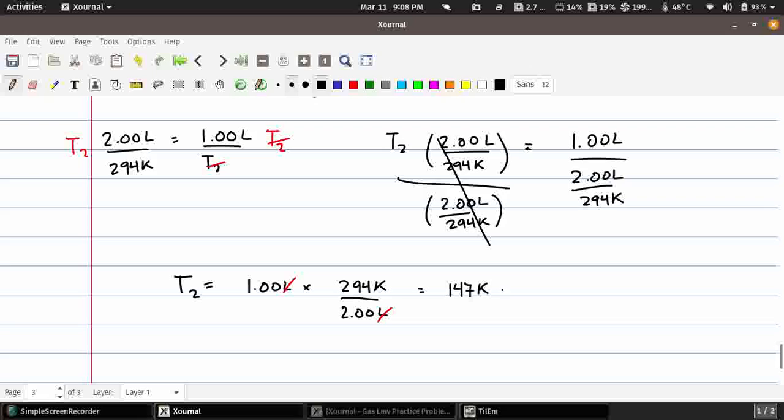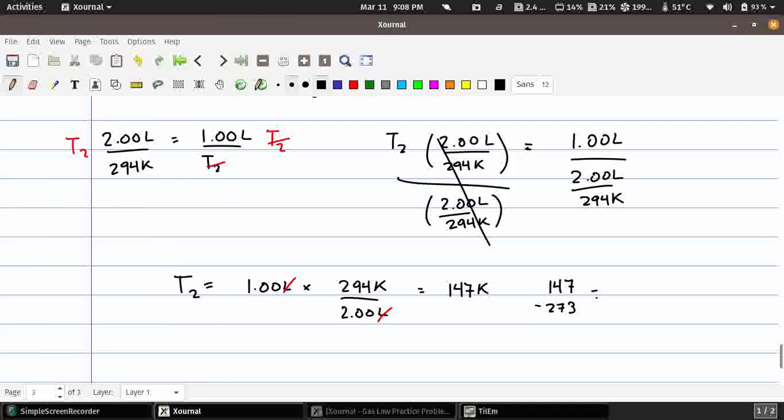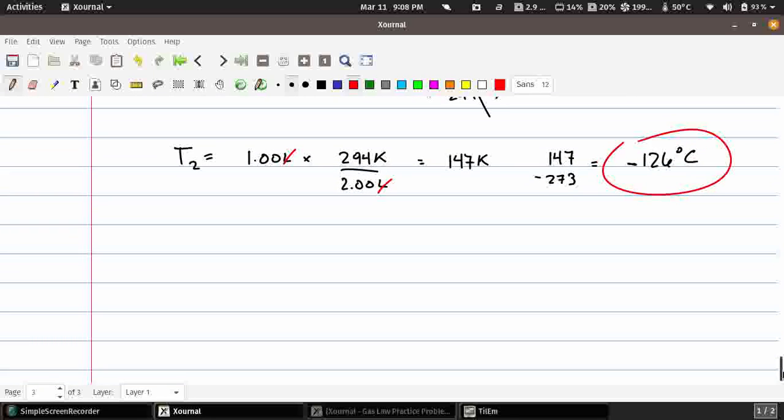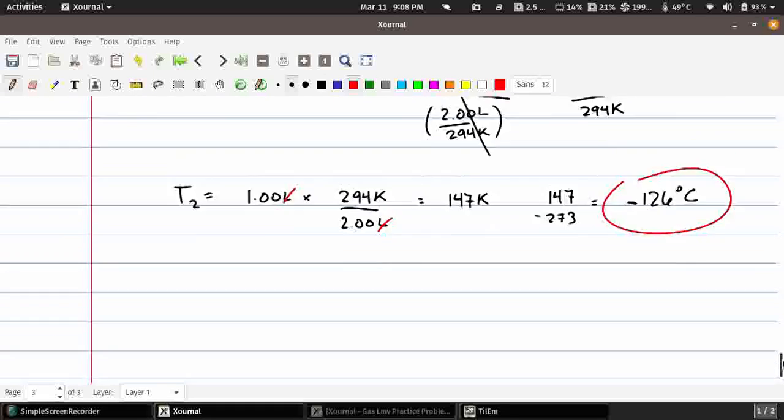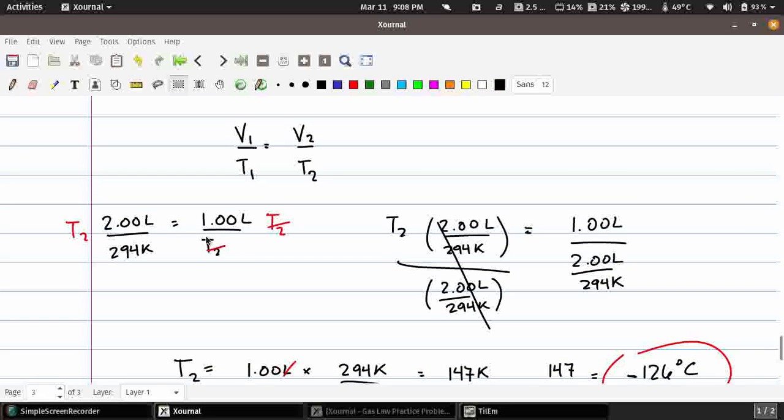And then we have to do one more thing and convert it back to Celsius. So 147 minus 273. That's going to be negative 126 degrees Celsius. That would be your answer. Now, I'm going to go over how to do it with cross multiplication just because I know you guys all like that, but I am not a fan.